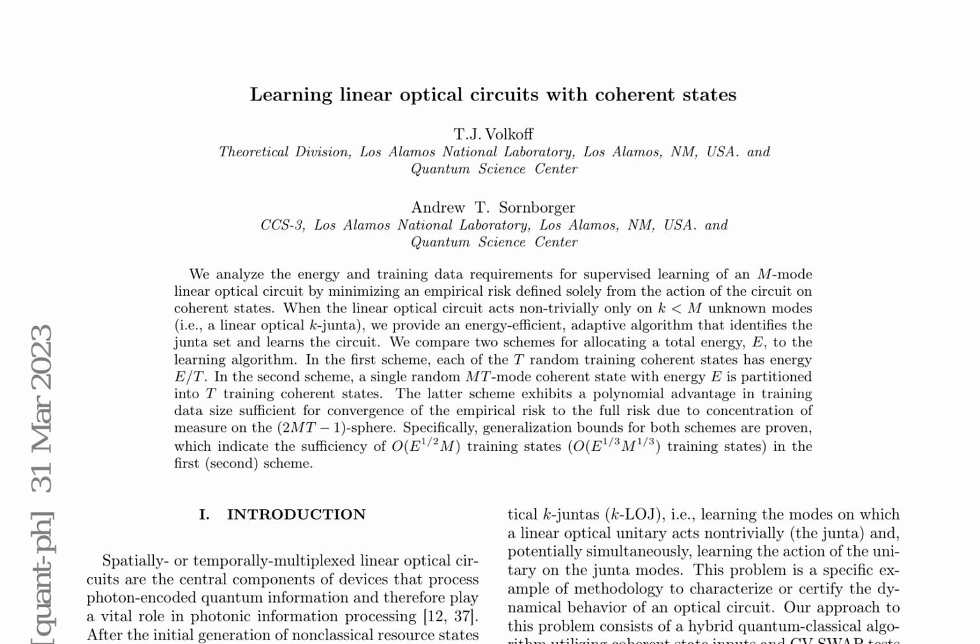an empirical risk function. Two schemes are considered for allocating total energy E to the learning algorithm. One where each of T random training coherent states has energy E/T, and another where a single random MT-mode coherent state with energy E is partitioned into T training coherent states. The latter scheme exhibits a polynomial advantage in training data size sufficient for convergence of the empirical risk to the full risk, attributed to the concentration of measure on the 2MT-1 sphere.